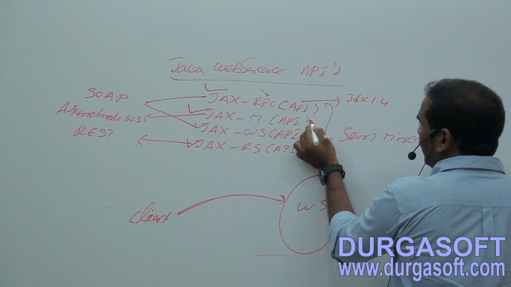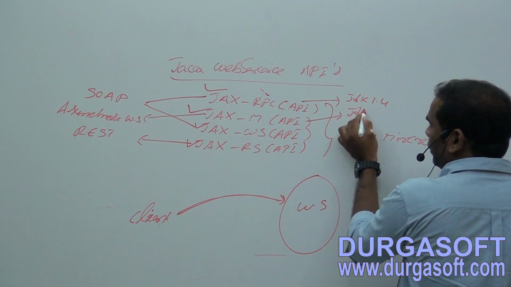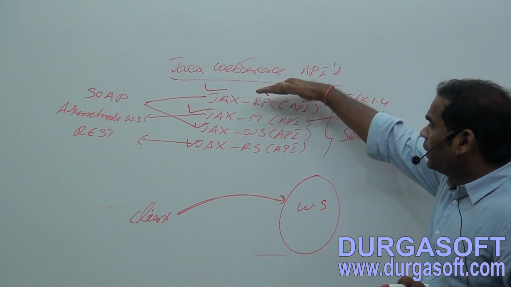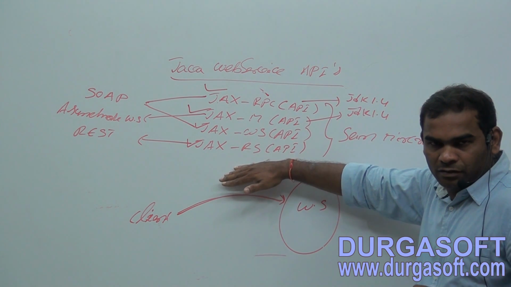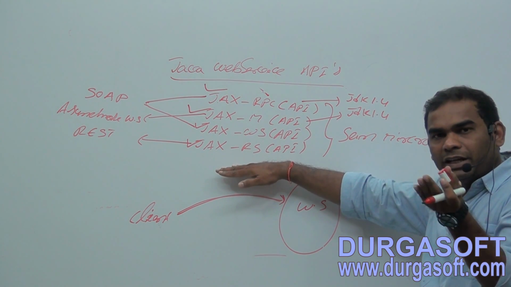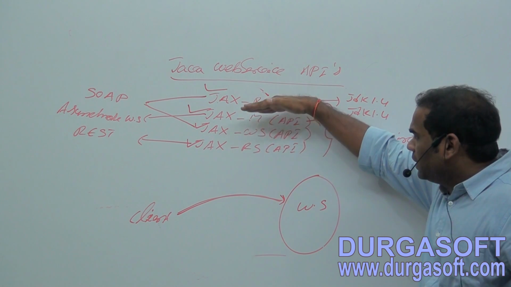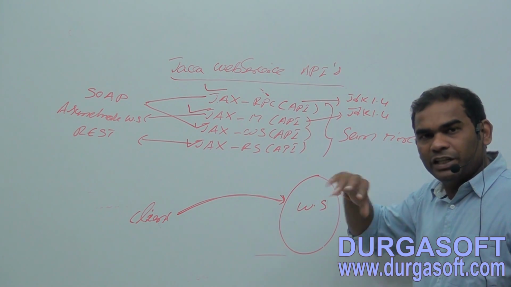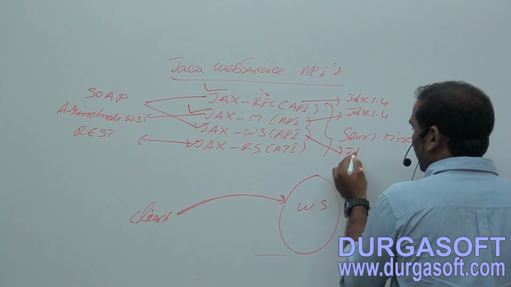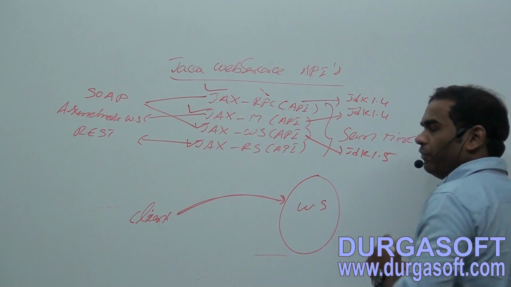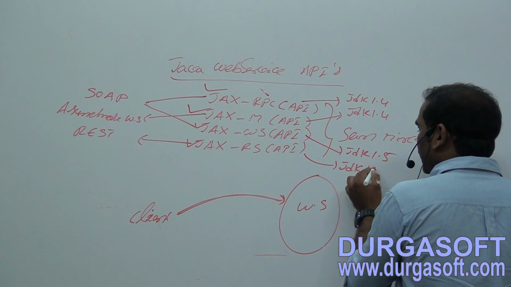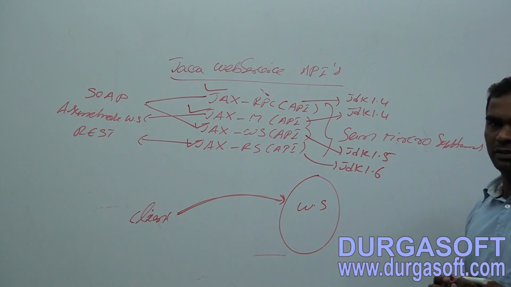This API was given by Sun Microsystems along with JDK 1.4. Meaning, if you are working with these APIs, you are not required to separately download any software or jar files, because these APIs came along with the JDK itself. So JAX-WS came along with JDK 1.5, and the JAX-RS API came along with JDK 1.6.